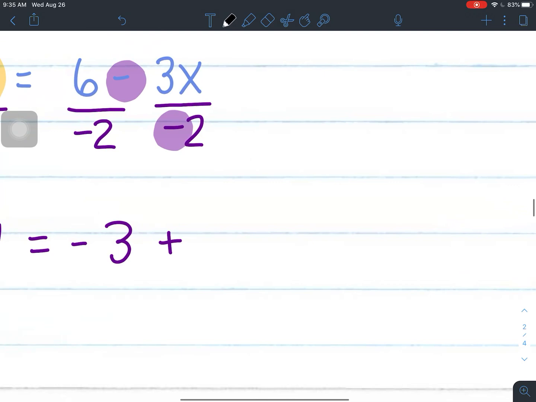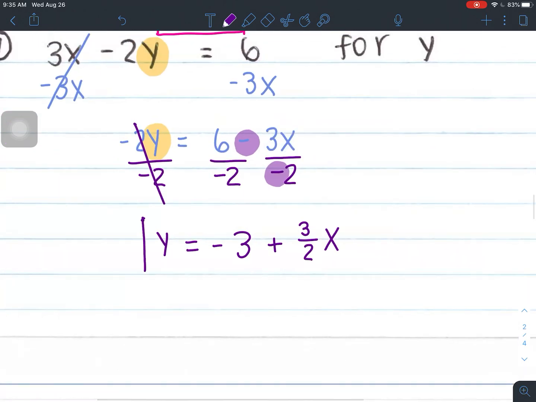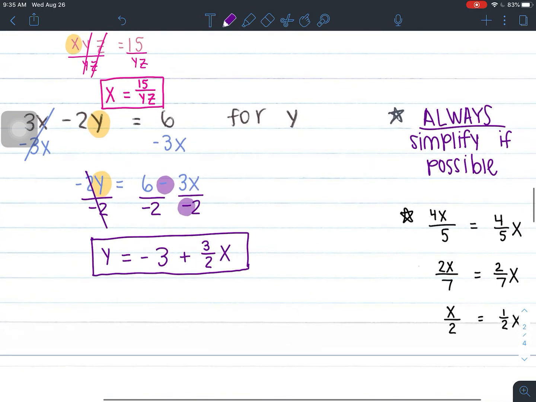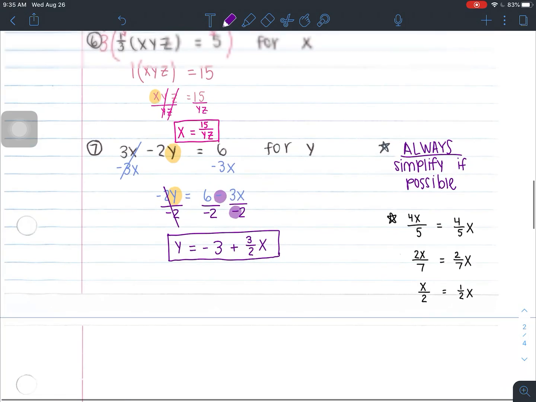So negative 3 divided by negative 2 is positive 3 over 2. Remember, negative divided by negative is a positive. That's why there's a positive sign here. And then I'm going to write 3 over 2 and then an x attached to it. Now, how do I know I'm finished? Well, I've simplified if I can, right? It's always simplify if possible, so we simplified that. And we want to make sure that y was by itself, which it is.